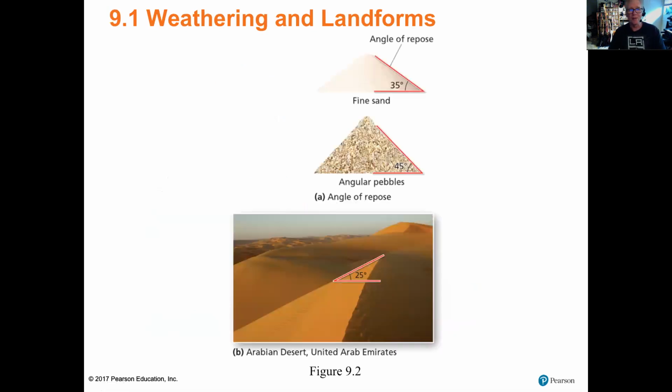Okay, so here's an example of another one, like a sand dune, for example. So there's sand, which is basically these angular pebbles. If it's fine, the angle of repose, the ability of it to stay stable, might be 35 degrees. If it's angular, and so the parts fit together really tightly, that angle might be 45 degrees. Here in the Arabian Desert, here's a slope, and it's 25 degrees. If any of these change, this goes up to 36, unstable, falls down. This goes up to 46, unstable, falls down. This goes up to 26, for example, falls down, and that's your mass movement.